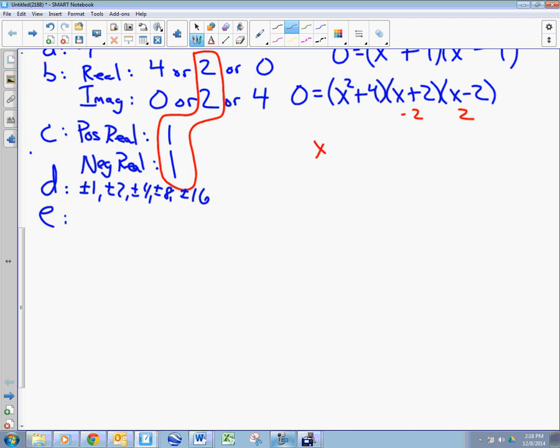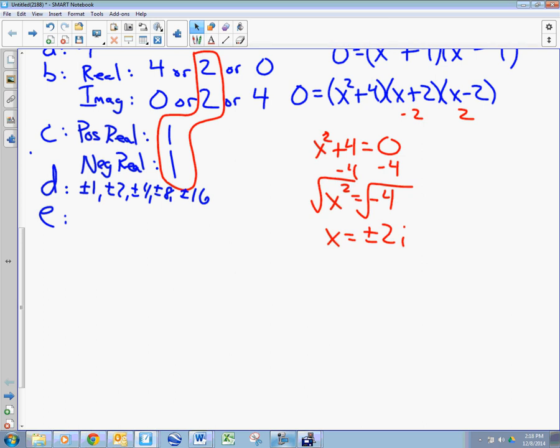X squared plus 4. It doesn't factor in a way that we're used to, so you can either use the quadratic formula or you could go ahead and solve for it algebraically. Subtract your 4. X squared equals negative 4. What is the square root of negative 4? Plus or minus, because there's 2 solutions, 2i. So for letter E, you list your solutions. Plus or minus 2. Plus or minus 2i.